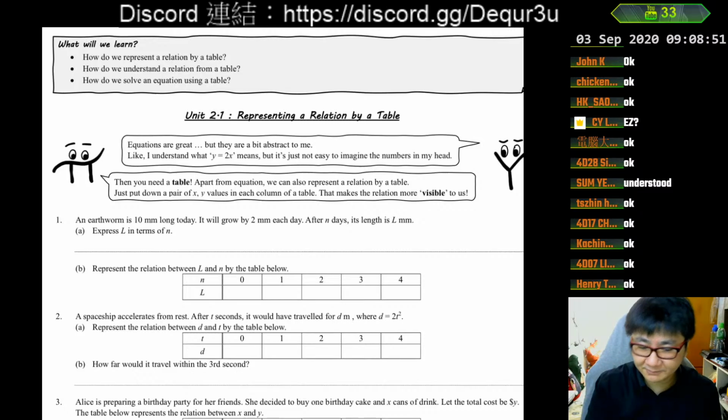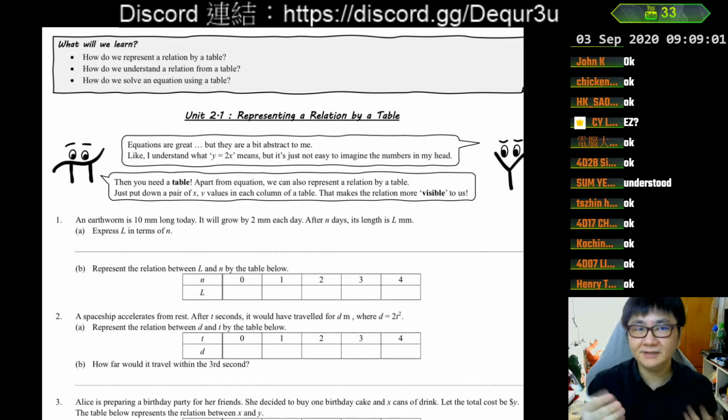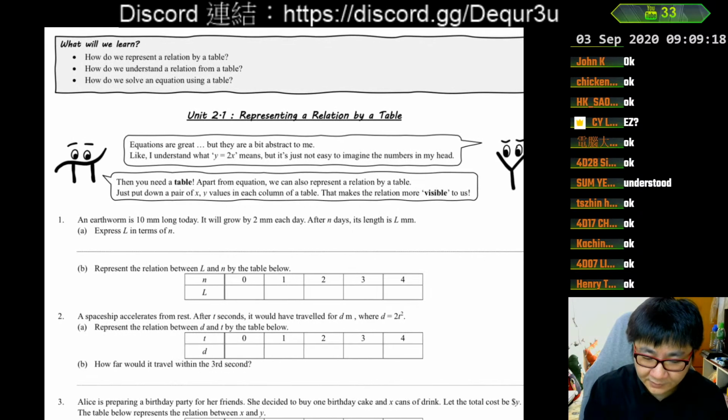A table is also good because we can really see the numbers. In an equation, we can just see the equal sign, but we don't know what x and y are. With a table, we can really see what the x and y are. Therefore, it is good, for example, to see some trends or to understand the meaning behind. Let's also see some examples about using a table to represent a relation.